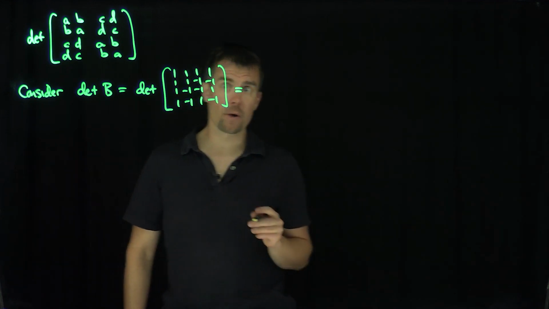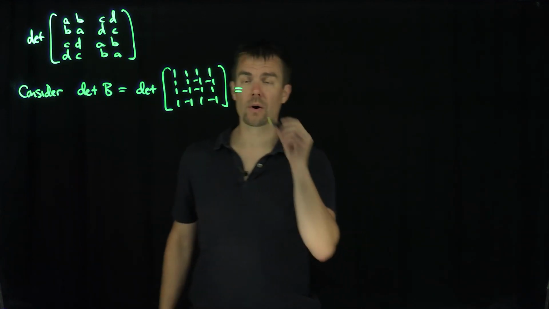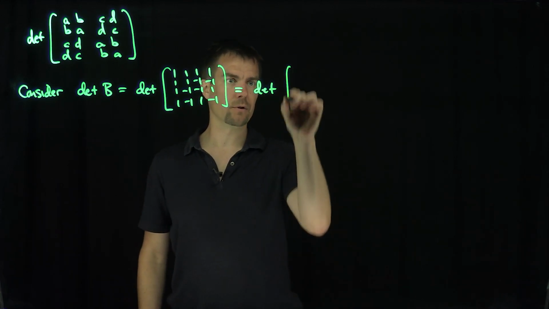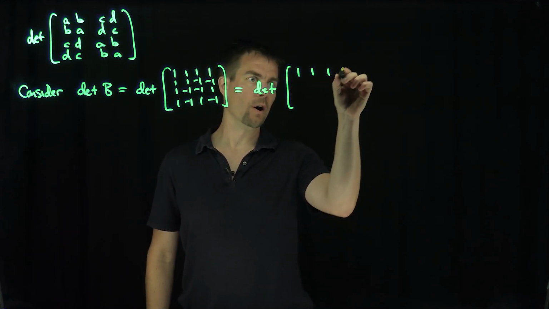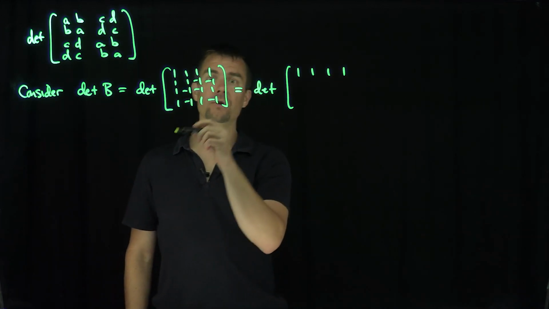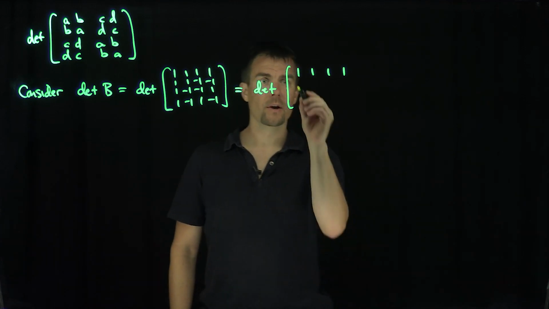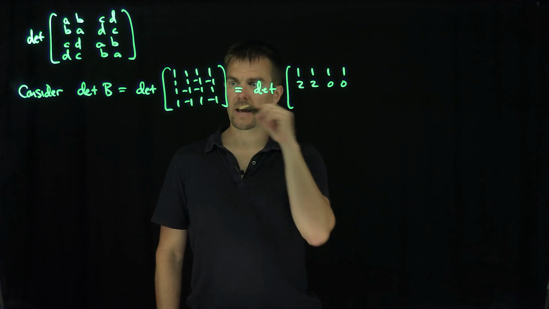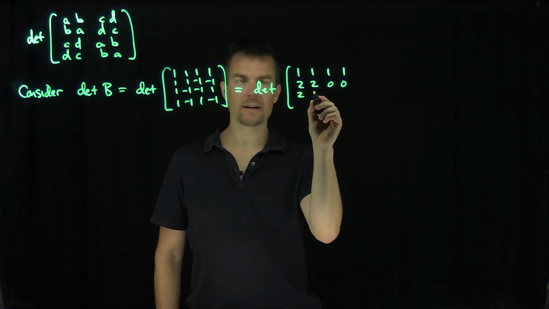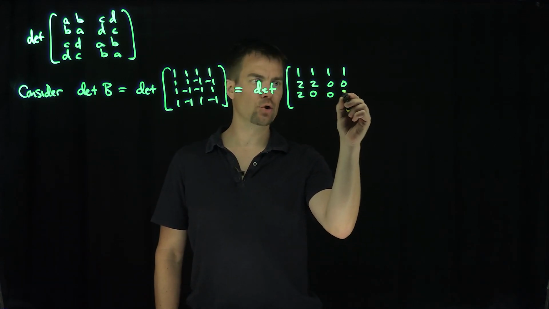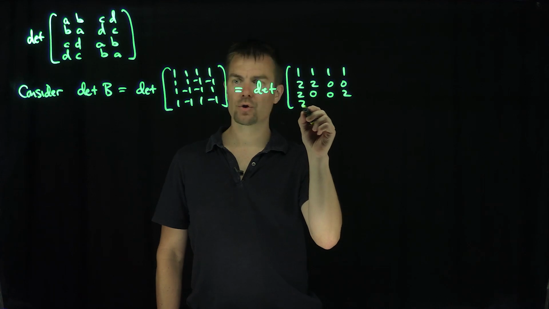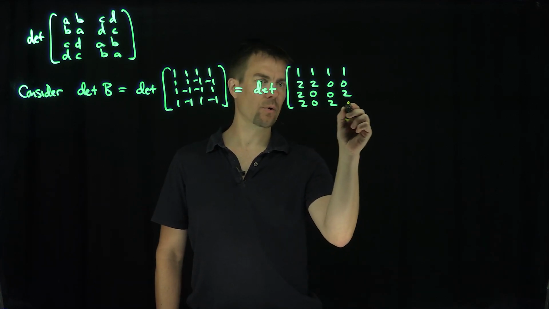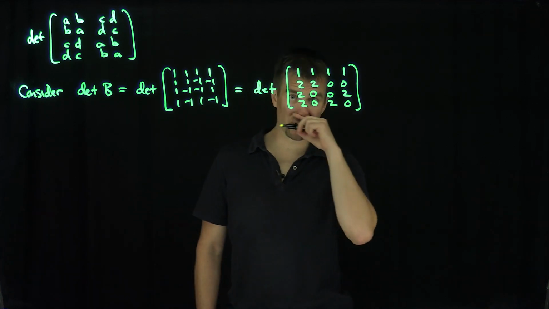Well, I would use elementary row operations because there's a lot of symmetry in this matrix. So I'll say that this is equal to the determinant. I'll leave the first row the same, 1, 1, 1, 1. And then I'm going to add the first row to the second row, the third row, and the fourth row. I'll get a 2, a 0, and a 0, then a 2, a 0, and a 0, and a 2, and then a 2, a 0, a 2, and a 0. And we got lots of zeros by doing this, right?